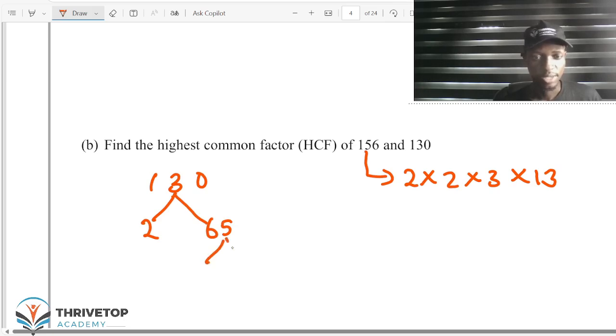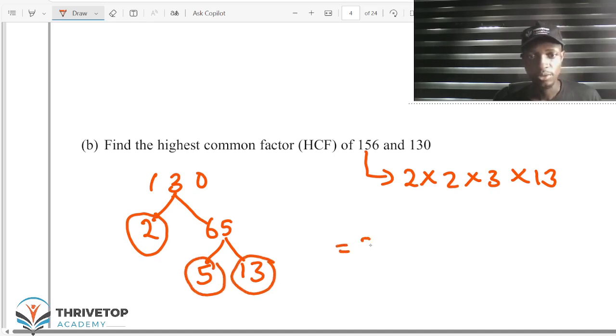Then we need to split 65 again into 2. So what are the two numbers that, when you multiply them together, you have 65? That's going to be 5 times 13 is 65. So the prime factors here are 2, 5, and 13. So for this, we are having 2 times 5 times 13.